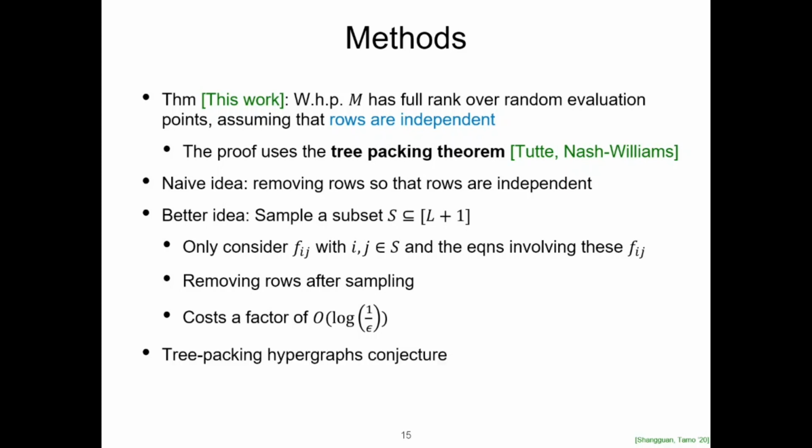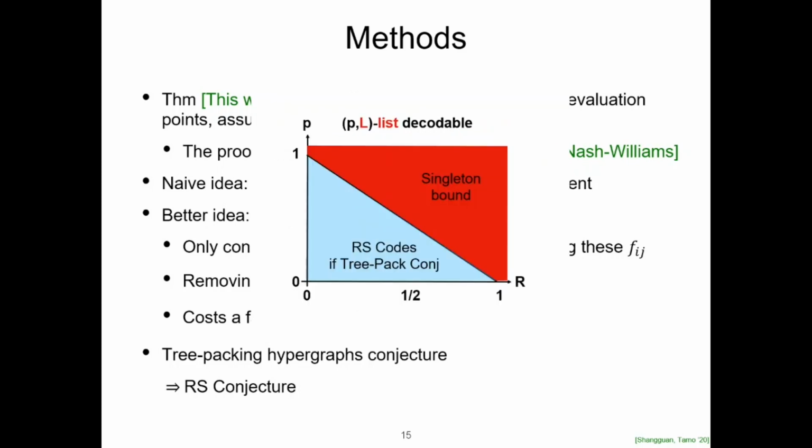However, we formulate a tree packing hypergraph conjecture, which can be seen as an extension of the tree packing theorem to hypergraphs. Now, if this conjecture is true, it implies that the generalized Singleton bound is achieved by Reed-Solomon codes, and in particular, it would imply that the list decoding capacity is achieved by Reed-Solomon codes.